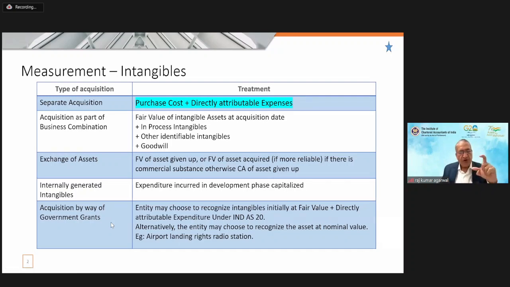Either we can fair value the intangibles and accordingly recognize it, or we can do it at a nominal value. Say suppose we have been given a license, and if this license can be fair valued, then we can account it at fair value or at a nominal value. So this is one of the ways for accounting acquisition by way of a government grant.